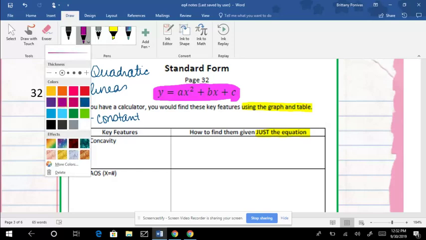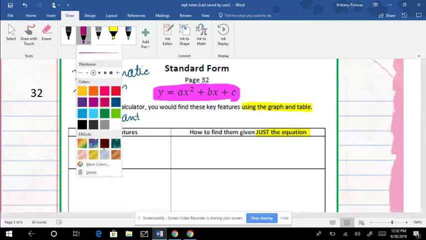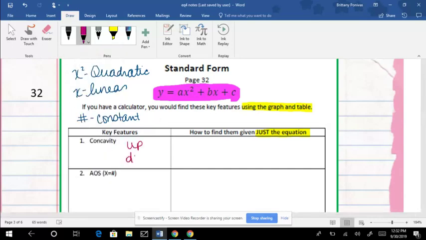So concavity. Concavity, as you know, tells us if the graph is either up or down. So how can you tell that from just the equation and nothing else? If this a value out front is a positive number, then your graph would be shaped up like a cup. If that a value out front is negative, then it would be down like a frown. So all you have to do is look at this very first number, and if it's positive, it's concave up. If it's negative, it's concave down.